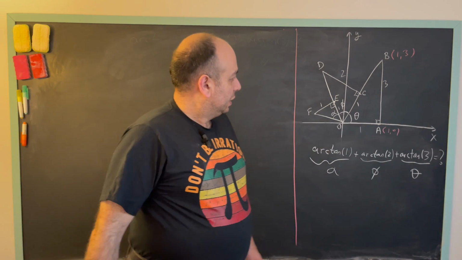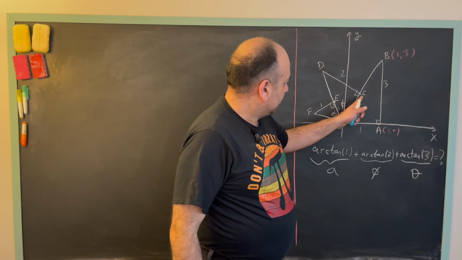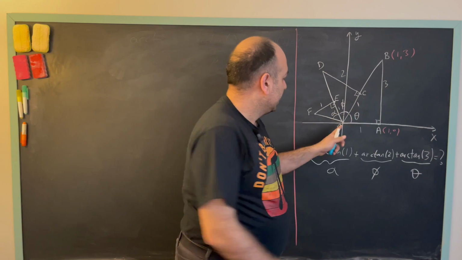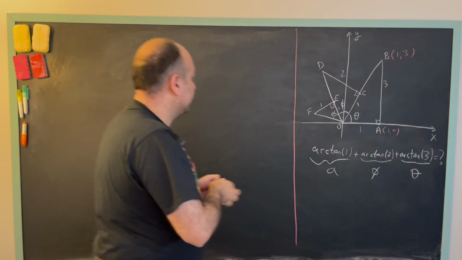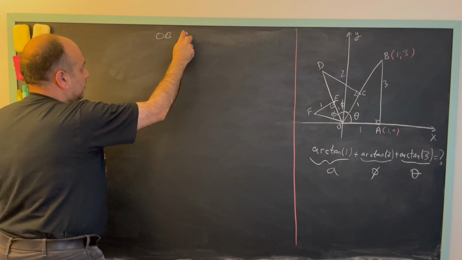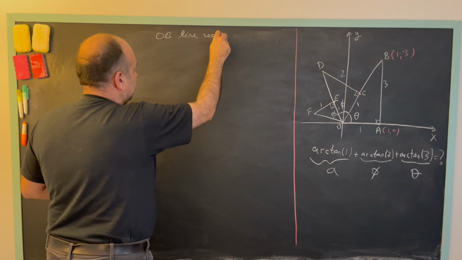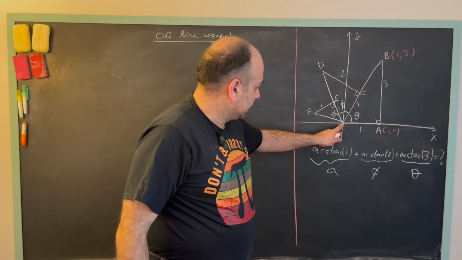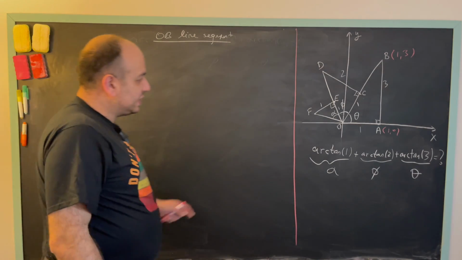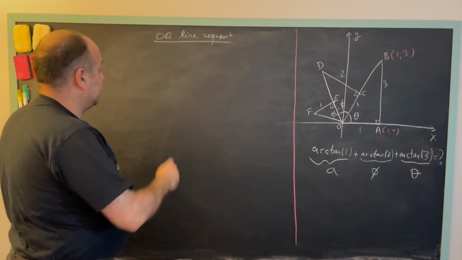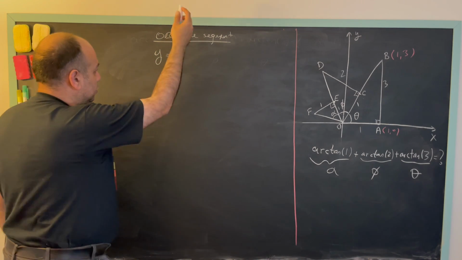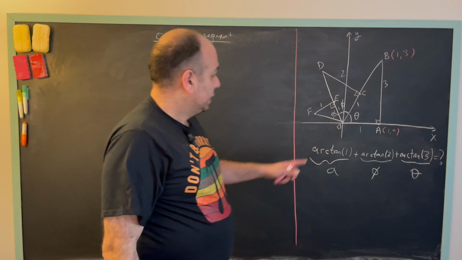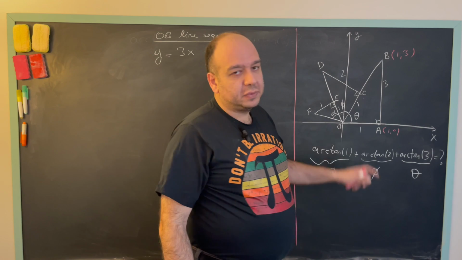Okay. Good. So first of all, let's find the x and y coordinates of C. So C is on the OB line, right? If I say OB line segment, this is the origin. So the points on the OB line are going to satisfy y is equal to 3x. That's it. Why? Because the slope is 3 over 1, which is 3.